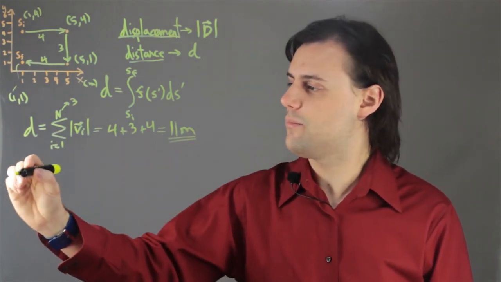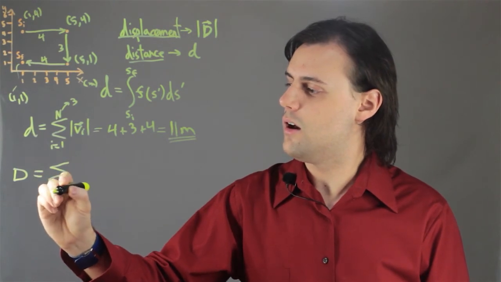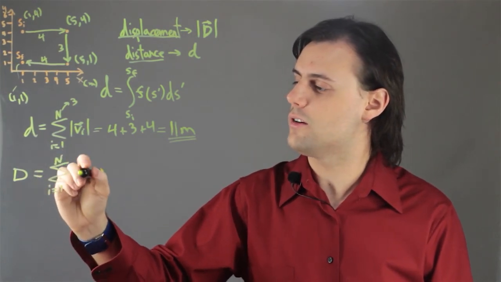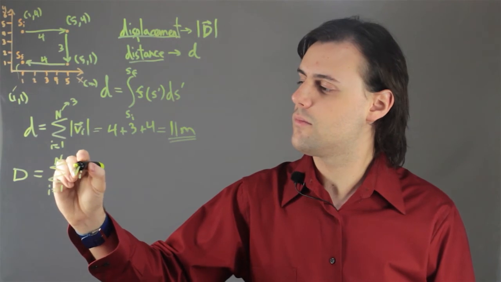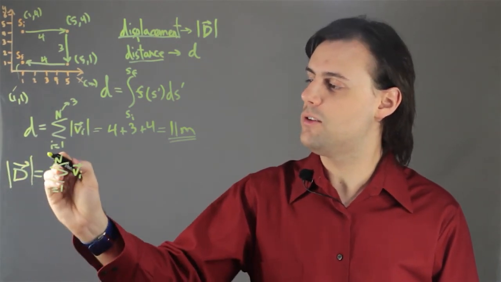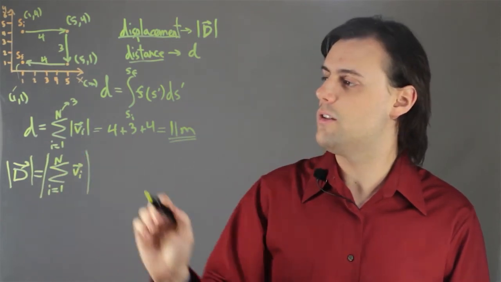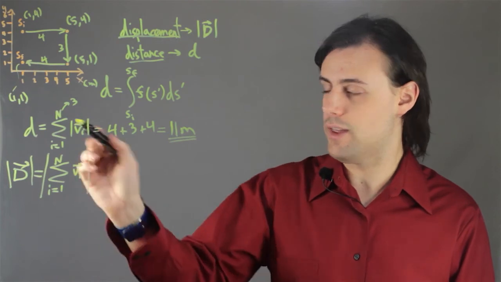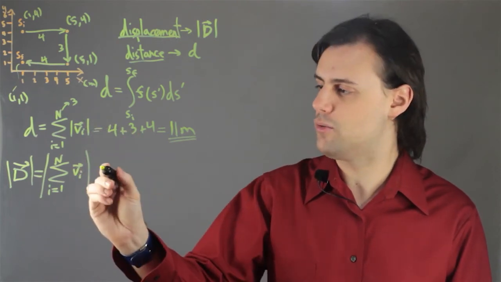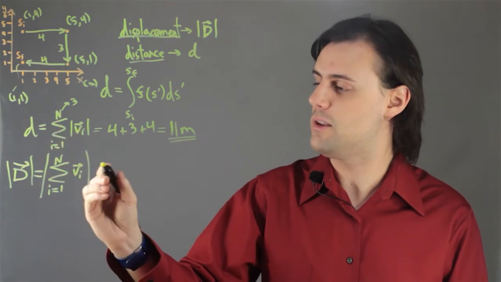Displacement, however, will be equal to the sum of the actual vectors. And then if I want to calculate the magnitude of the displacement, I have to take the magnitude of the sum of the vectors, not the sum of the magnitudes. So that's essentially the crucial difference between distance and displacement.